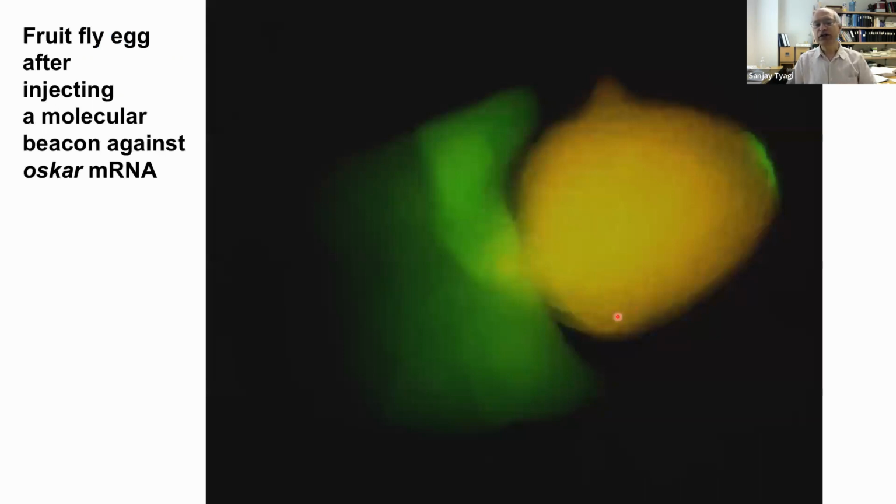We tested them out in vitro on synthetic RNA, and then we injected one of the beacons into the oocyte, and you can see the signal right at the posterior tip for Oscar RNA. And also these proximal nurse cells became fluorescent. I said they are the ones who actually make the RNA. This was very satisfying, and we decided to inject the beacon into the nurse cell and ask, can we monitor the transport of the RNA to the posterior tip?